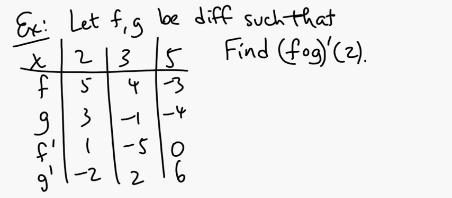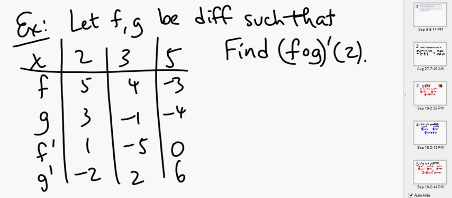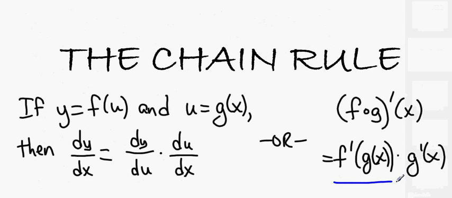And the way we find the derivative of f of g at 2, go back to the first slide. On the first slide, we find f prime of g times g prime.